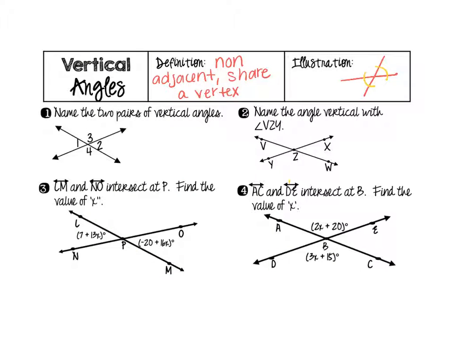All right, now let's talk about vertical angles. Vertical angles are non-adjacent, but they share a vertex. So they share a vertex, but they don't share any sides. So an illustration would be these right here. These yellow angles that I've marked are vertical angles. They share that vertex and they're directly across from each other, but they don't have any shared sides. And vertical angles are going to be congruent. So they equal each other. They don't have to add up to anything.